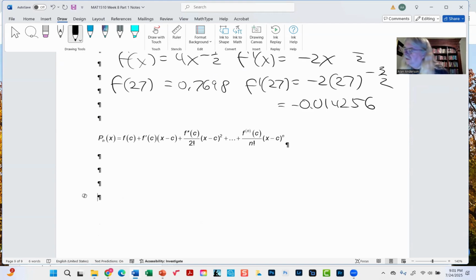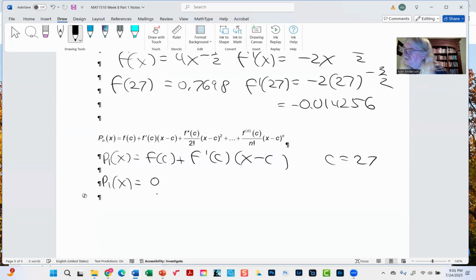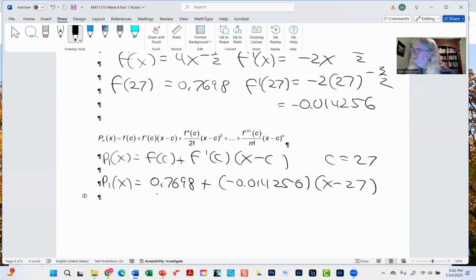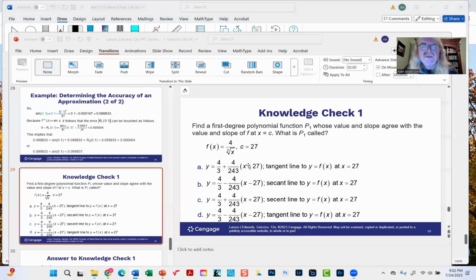P1 of x equals f of c plus f prime of c times x minus c. F of 27 is 0.7698. F prime is negative 0.014256. All right. So what choices did they give us? Ooh, so I get what they did.